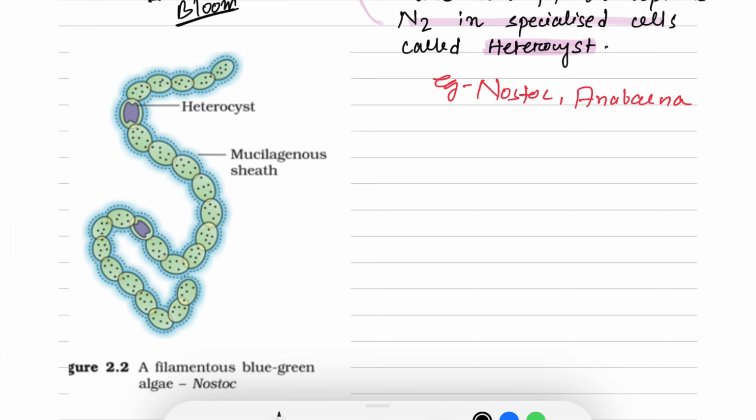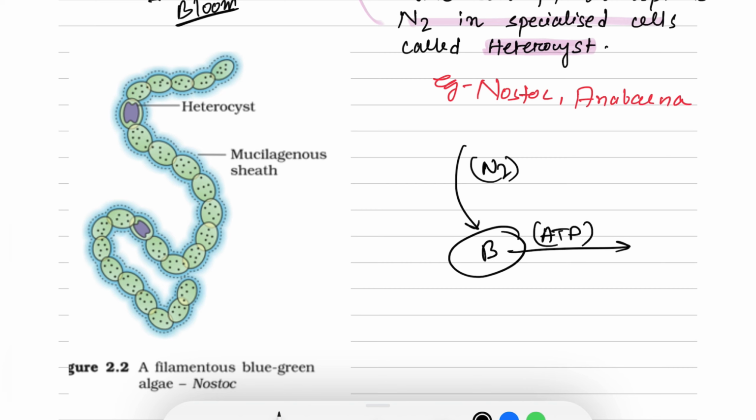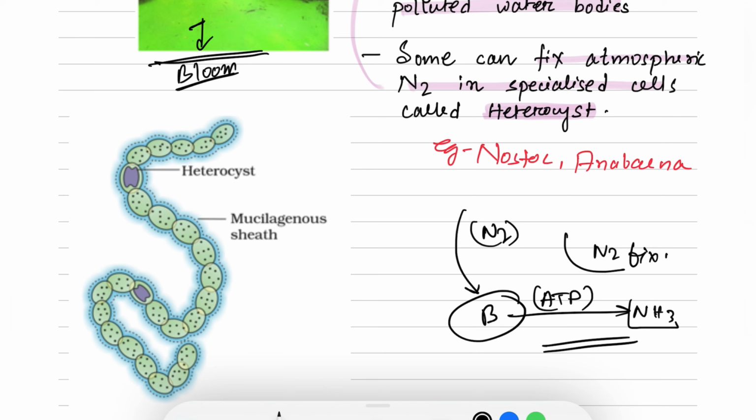Certain organisms, bacteria especially, can fix atmospheric nitrogen. In the atmosphere there is nitrogen; they trap this atmospheric nitrogen, and by utilizing ATP, means energy, they convert this nitrogen into ammonia. This is simple nitrogen fixation. Nitrogen fixation means only this reaction is called N2 fixation. Now these cyanobacteria can fix atmospheric nitrogen in some special cells, and these cells are heterocysts.